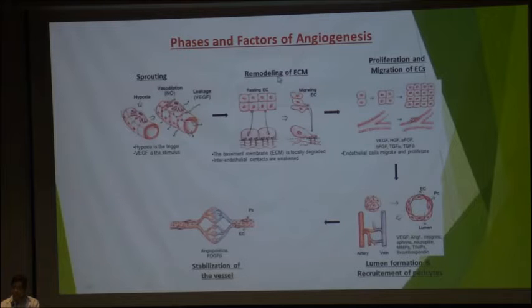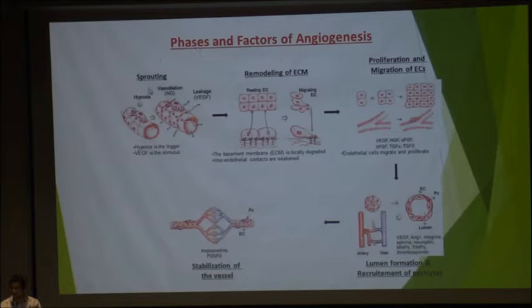This in turn causes a remodeling of the extracellular matrix. The extracellular matrix is then locally degraded, and the interendothelial cells are weakened, thereby causing proliferation and migration of these endothelial cells. You have activation of VEGF, you have TGF-beta, and also fibroblast growth factor. That in turn causes lumen formation and recruitment of pericytes, and lastly stabilization of these vessels.